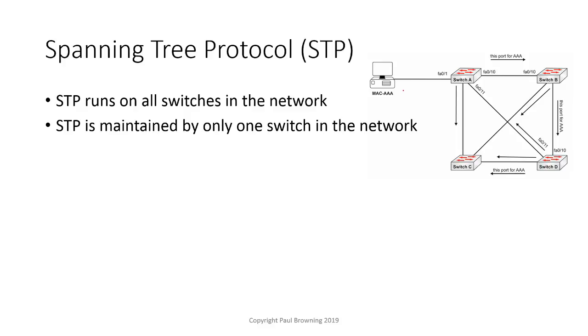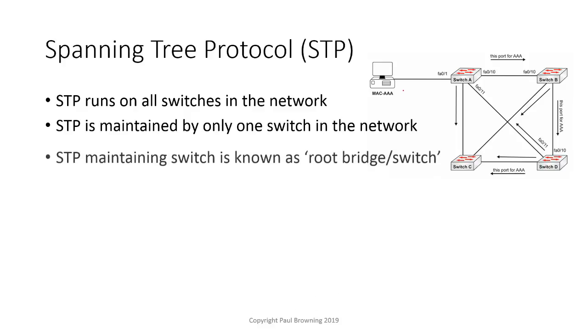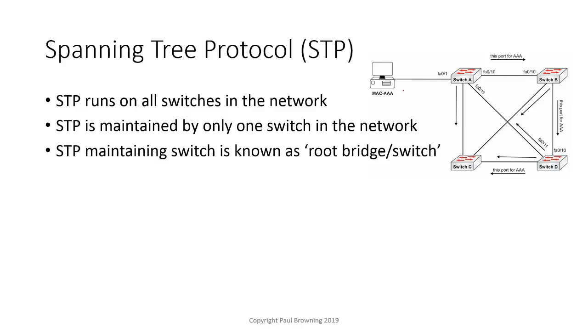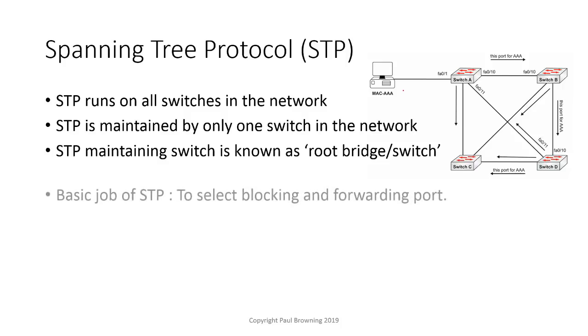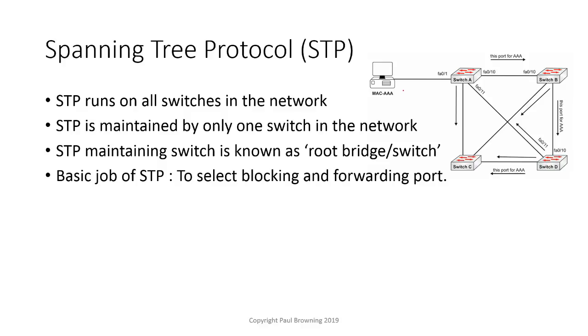It runs, but it's actually maintained by one switch in the network. This is known usually as the root bridge. Different vendors may have different terminology, but we'll refer to it as our root bridge or switch, and it's obviously the root of the spanning tree network. It may not physically be in the center of your network. Basically, it selects blocking and forwarding ports. So some ports will forward traffic, others will block. And what this basically does is prevent a loop.